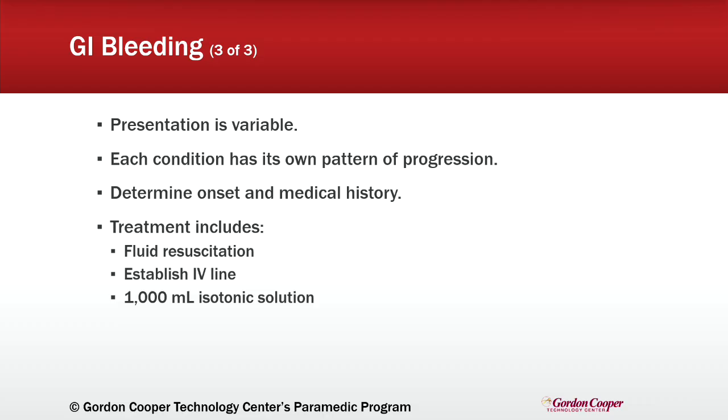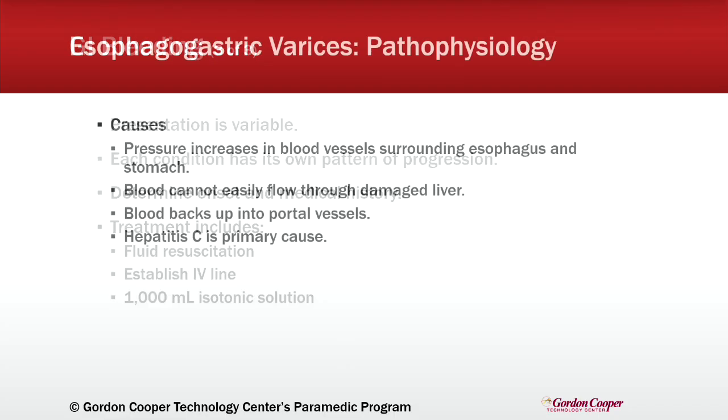We want to make sure we start fluid resuscitation early on these patients. Get a good IV line and administer 1,000 mLs of fluids. Options are going to include saline, Normosol, Isolyte, Plasma-Lyte. Of course, lactated Ringer's is pretty common. In most cases, it's going to be a normal saline or lactated Ringer's that we're going to administer to them.